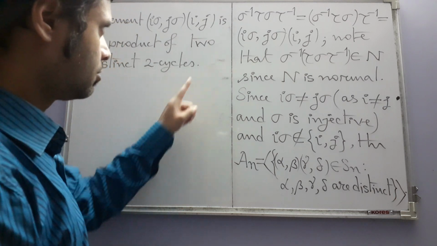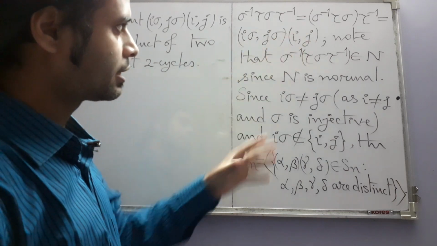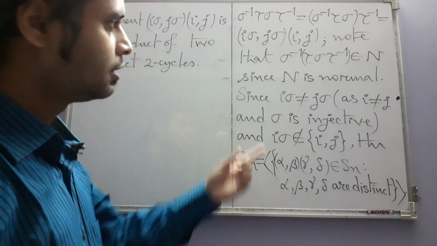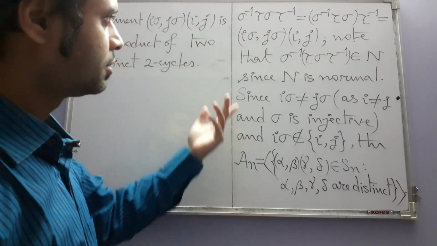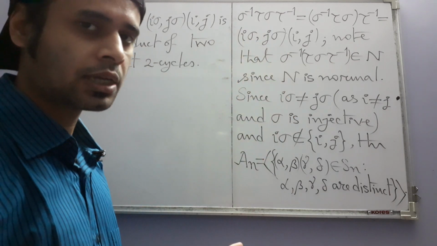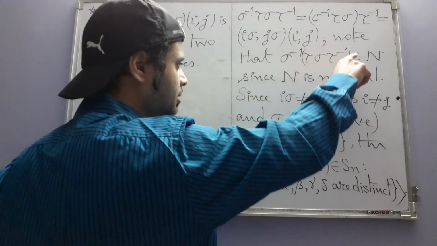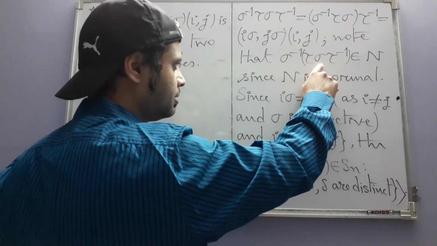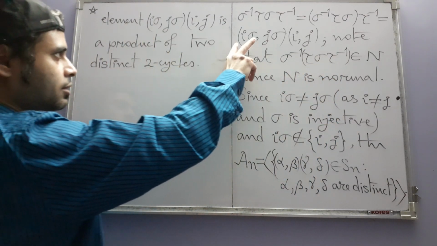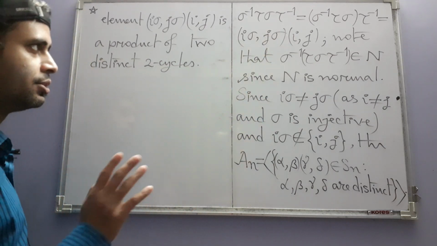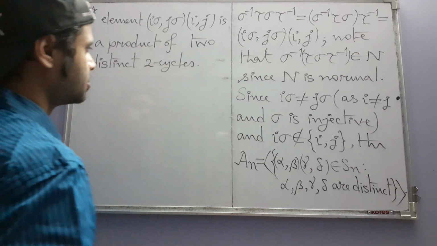Now if we do not have this distinctness, that means if these 2 cycles are actually the same thing, then this is nothing but the identity permutation. That's because the square of any 2 cycle is identity. So that means whatever element we see here, that is a non-identity element in N, and it's a product of 2 distinct 2 cycles. Disjoint or not, that we are not saying now, but distinct 2 cycles.